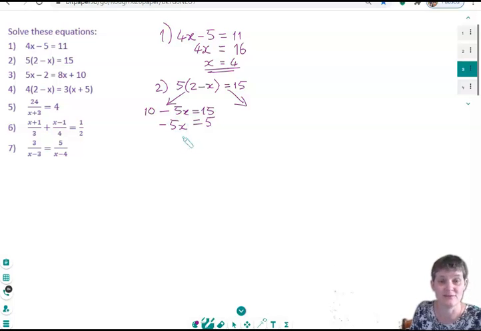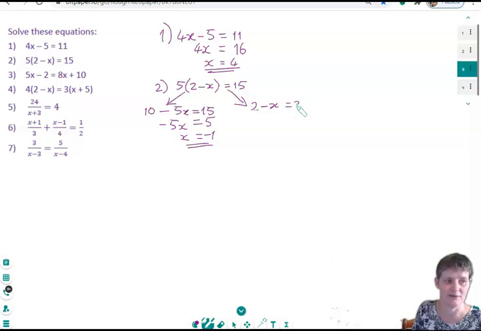So then we need to divide both sides by negative 5. So negative 5x divided by negative 5 is just x, and 5 divided by negative 5 is negative 1. The other way is to divide both sides by 5. So if we've got 5 lots of 2 minus x, and we divide that by 5, we're left with just 2 minus x. And then we divide the right-hand side by 5 as well. 15 divided by 5 gives us 3.